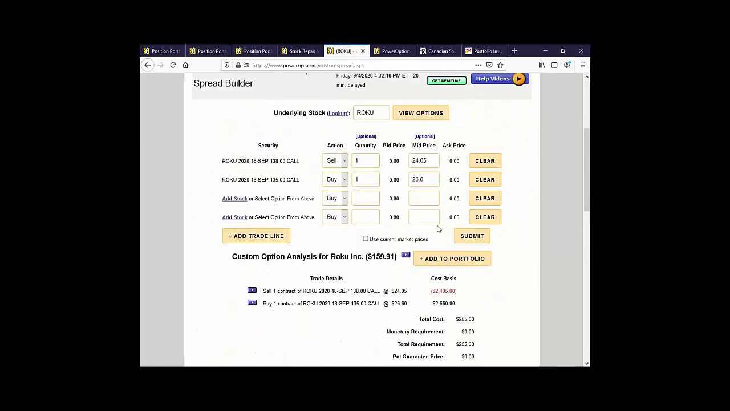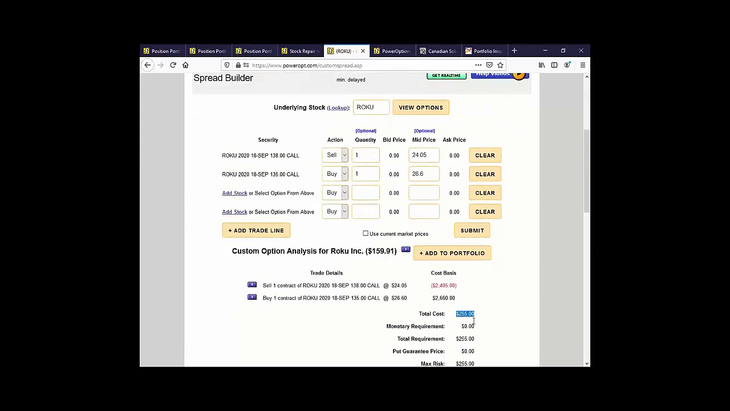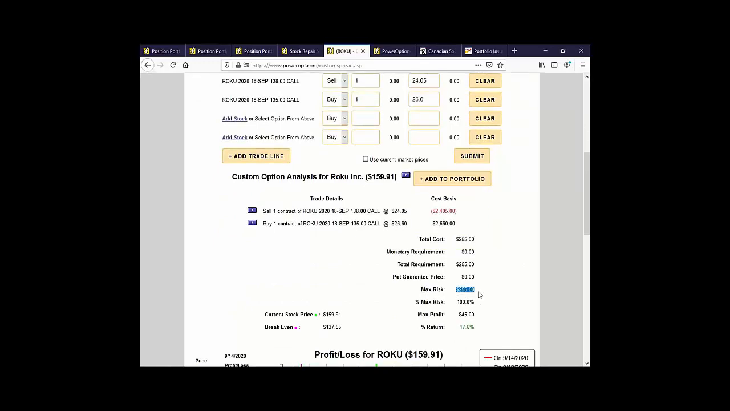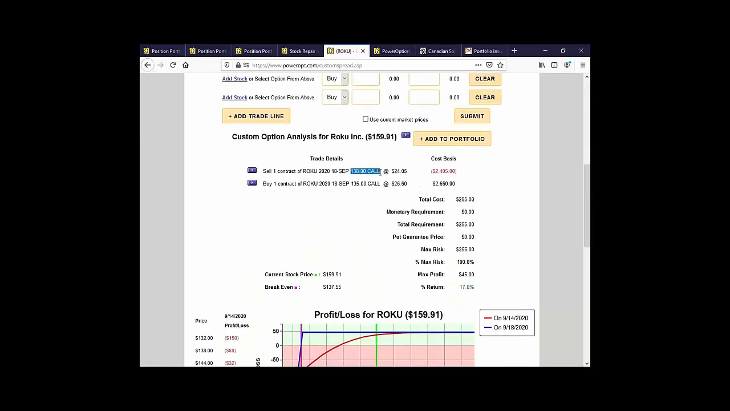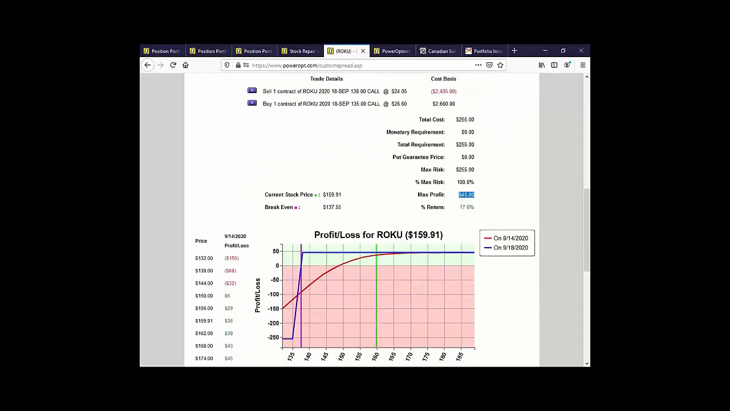That's better. So in this case, what am I doing? I'm paying a debit now, Dan, of 255, which is my maximum risk. I'll lose the 255 if Roku drops below 135. That's the debit I paid in. If the stock stays above 138 at expiration, I get the maximum return at 45. And I think this is where the bull call debits are in the money, where the parity trade bull put credit was out of the money. All the credits you see on Power Options are out of the money, okay? But the bull call debit would be in the money. And I want it to be in the money because when this position ends at expiration, I'm going to get assigned at the in-the-money 138 call.